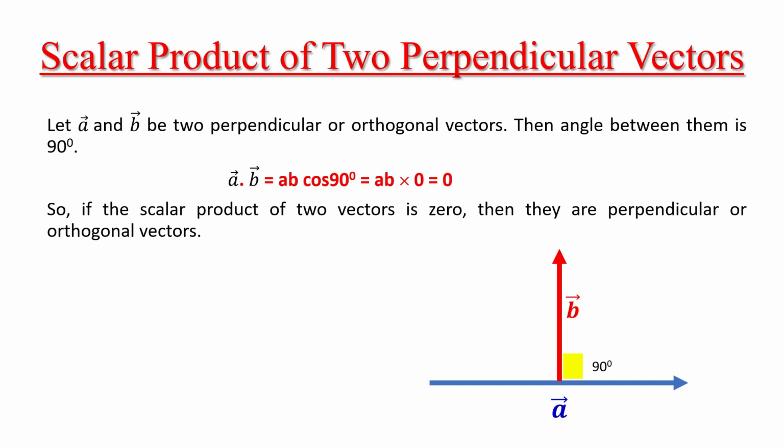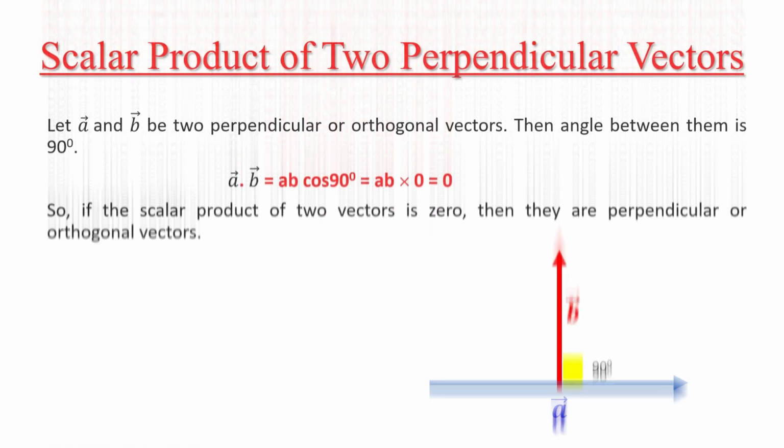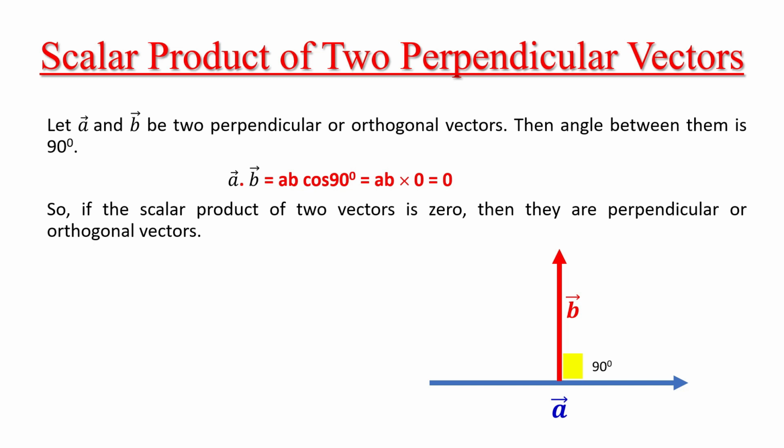As we know, if vector A and vector B are perpendicular to each other, then the angle between them is 90 degrees. So here is the scalar product of two perpendicular, or orthogonal, vectors. Then A vector dot B vector is equal to modulus of A vector times modulus of B vector times cos 90 degrees. As we know, cos 90 degrees is 0, and modulus of A times modulus of B times 0 is equal to 0.